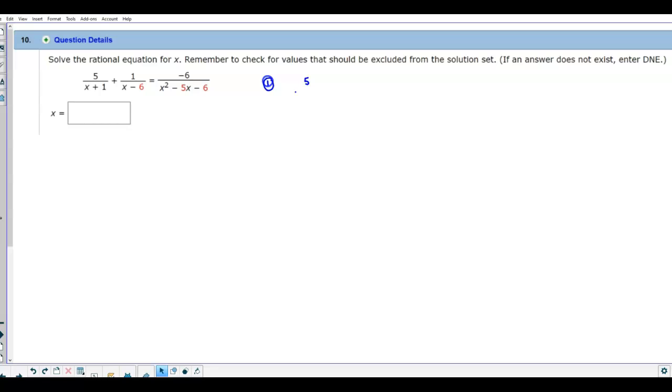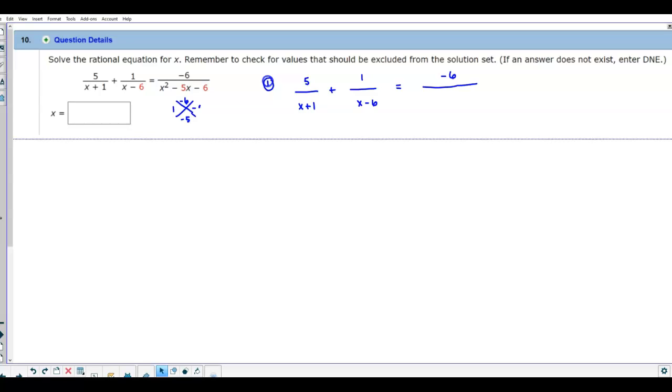So we have 5 over x plus 1 plus 1 over x minus 6, and that's equal to negative 6 over... Now we need to factor this denominator. So we have negative 6 and then we have negative 5 in the middle. So we can come up with two numbers that when we multiply to get negative 6, then we add them together, it's going to give us negative 5. Well, it's going to be positive 1 and negative 6.